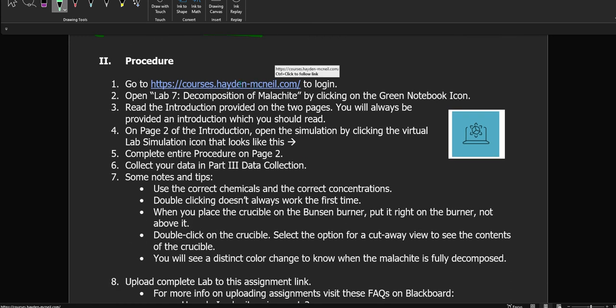So as always, you are going to open up your Hayden McNeil account. You will log in there. I already have lab 7. It should be showing once you happen to be opening it up or seeking to open it up. You are going to open it as always by clicking the green notebook icon. You're going to read the intro. It's short and sweet as always, and it provides you the equation, especially, or the setup of how to convert to moles, which is really important for us.